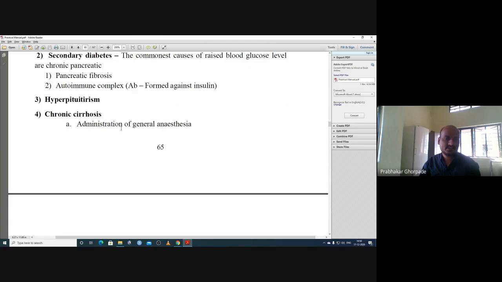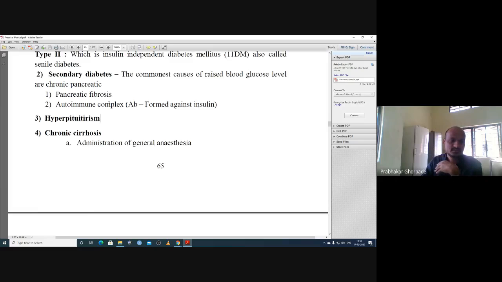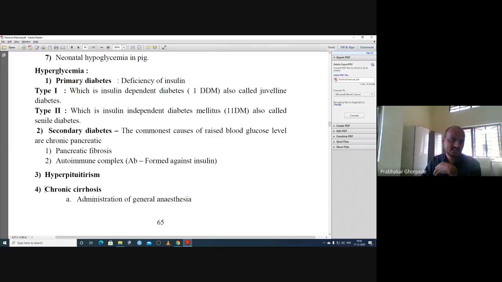Next is hyperpituitarism. Most things in our body are determined by hormonal action, right? So hyperpituitarism means the pituitary gland activity is higher. In that case, we can have some glucose imbalance. Glucose imbalance means we can have hyperglycemia if pituitary activity is higher.